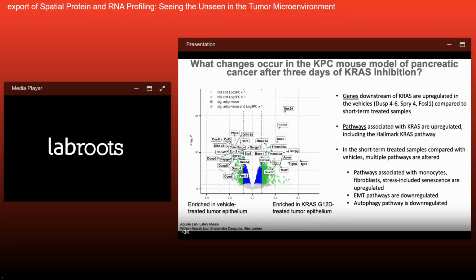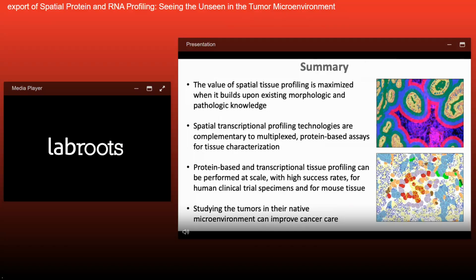And so by doing these types of analyses, we're now starting to get a better handle on what resistance mechanisms are likely to arise when pancreatic cancer is treated with KRAS inhibition. This, of course, is in the mouse, but this allows us to predict what pathways might be altered in human specimens from patients that ultimately get this same drug.